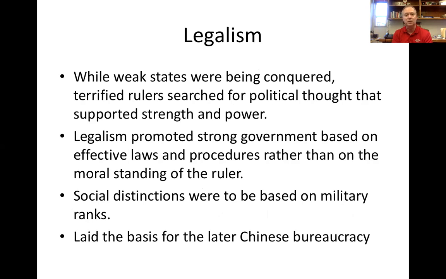There's another school of thought that comes along, and that school is called legalism. Legalism, as you can imagine, refers to a legal system, laws.